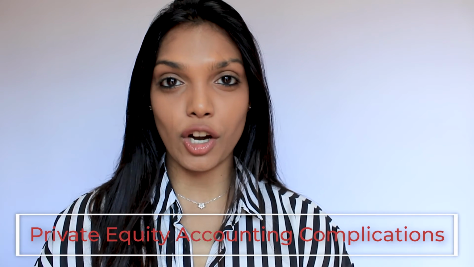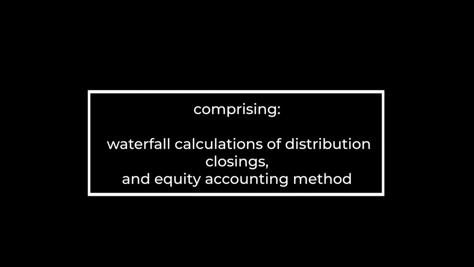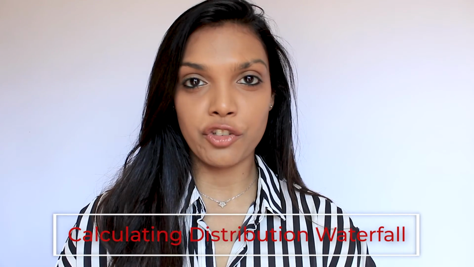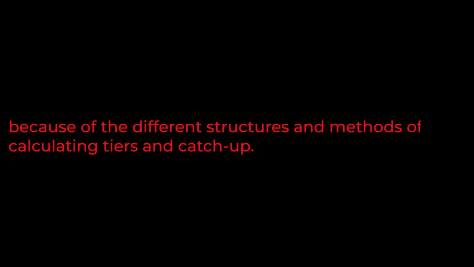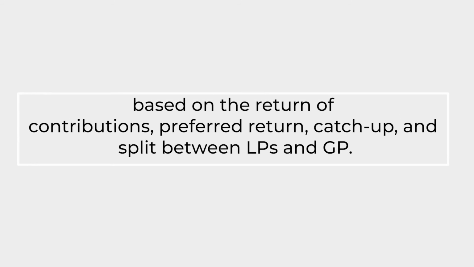Private equity accounting complications. Accounting for private equity has its complications, comprising waterfall calculations of distribution, closings, and equity accounting method. Calculating distribution waterfall. Distribution waterfall calculations are complex in fund accounting because of the different structures and methods of calculating tiers and catch-up. Waterfalls are challenging to calculate and to determine the value of an asset based on the return of contributions, preferred return, catch-up, and split between LPs and GP.